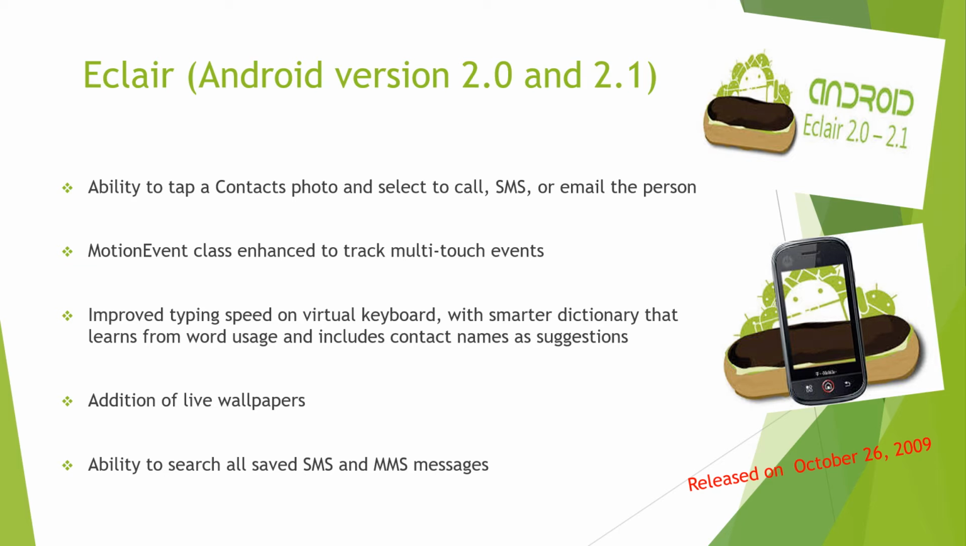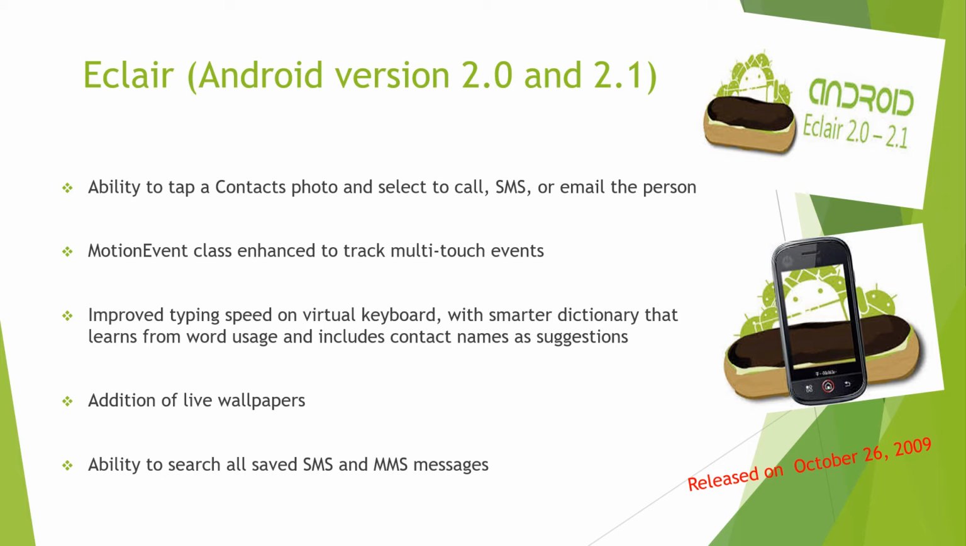So the next Android version was Eclair, which included versions 2.0 and 2.1. And I'm summarizing the features from both of them in this slide. So Eclair was released on October 26, 2009, and some of its features are as follows. Ability to tap a contact's photo and select to call, SMS, or email the person.